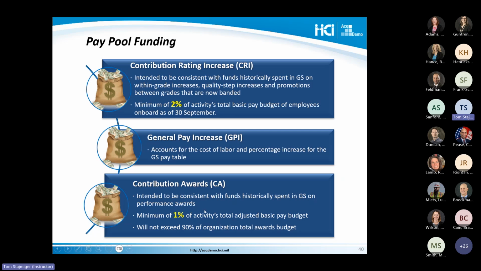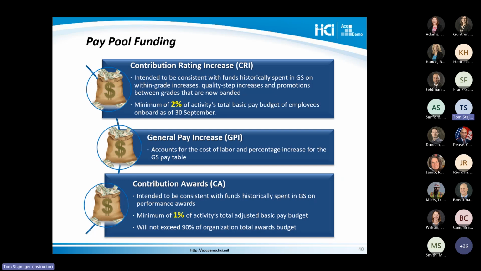And then contribution awards are 1% of the total of filled positions plus locality pay on 30 September. We typically hold back 10% of that money to use for cash awards during the year and give out the other 90% during the pay pool period. There was a cap on that for years and years after AcqDemo, but that cap just went away. So now we can pay as much as we can afford to pay within the organization in cash awards, but no less than 1% of the total salaries plus locality of everyone in the pay pool on 30 September. So whatever those totals are is what we have to give out.